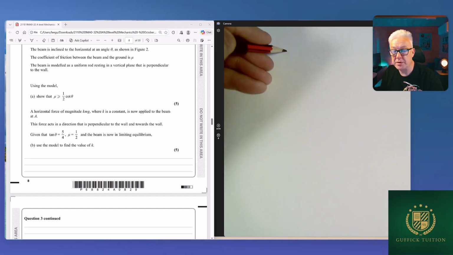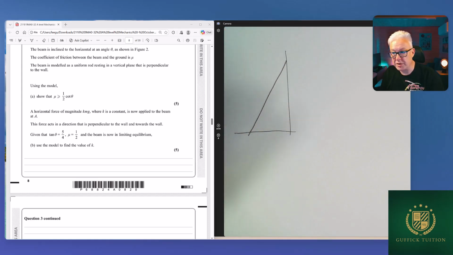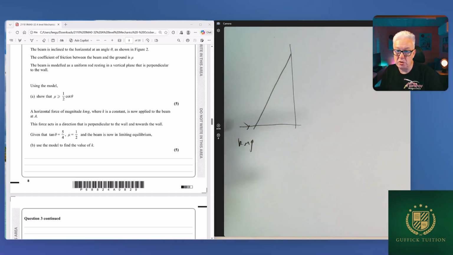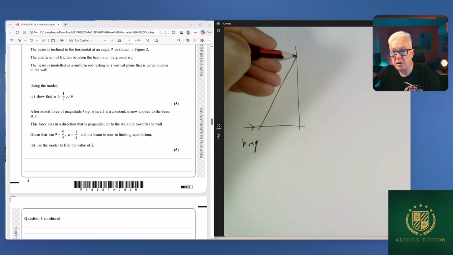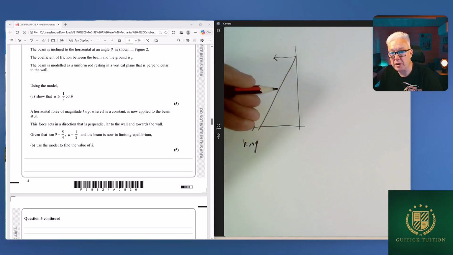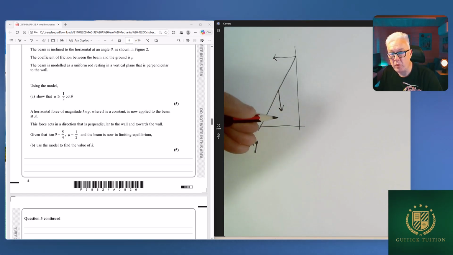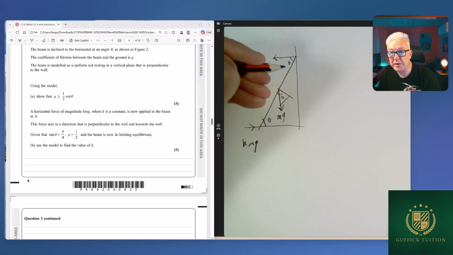So what have we got now? We're now in limiting equilibrium. We have a horizontal force kmg there, pushing towards the wall. And then we have a normal component of reaction there. I'll talk about that in a second. We've got our weight, mg. We've got our angle theta here, our angle theta there. This angle here is also theta.